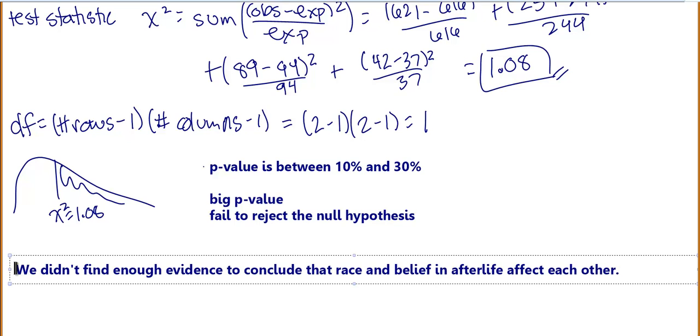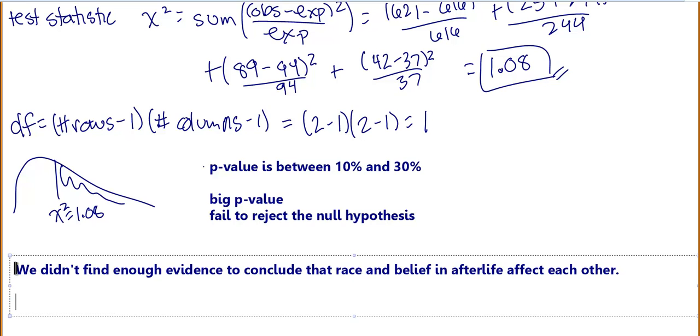Obviously race would have to affect your belief in afterlife. You're not changing your race based on your belief. But in this case they're not affecting each other, so it doesn't really matter. You could also think of it as we are sticking with the status quo. So we didn't reject it. We didn't find enough evidence. We're not concluding anything new, so we're kind of sticking with the status quo that they don't affect each other.